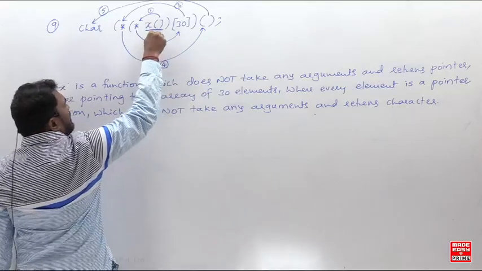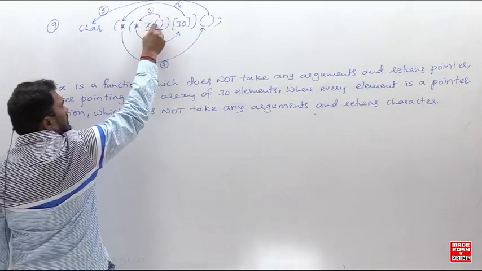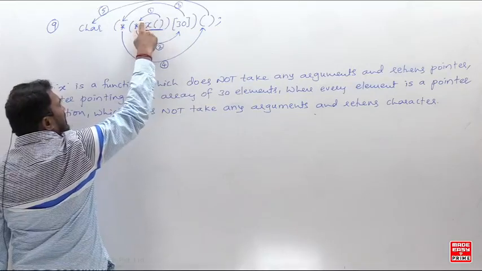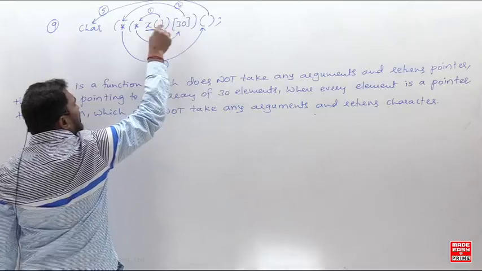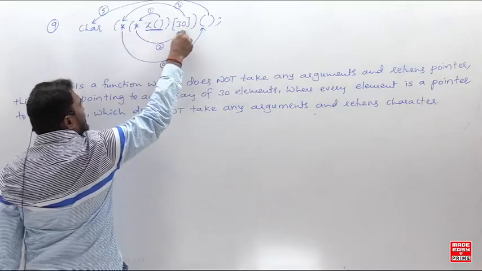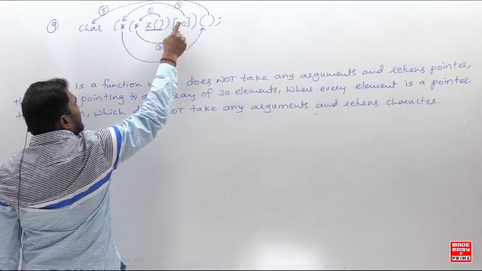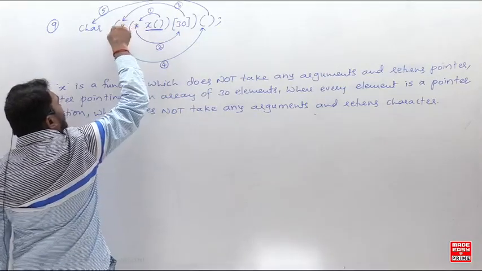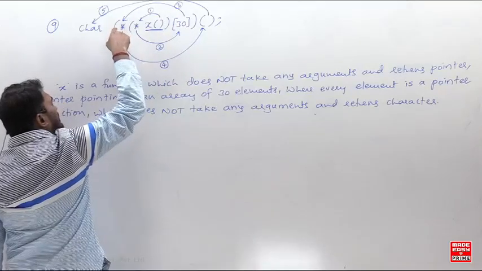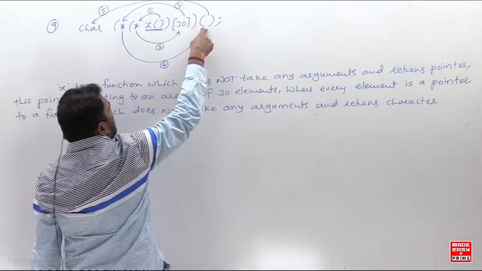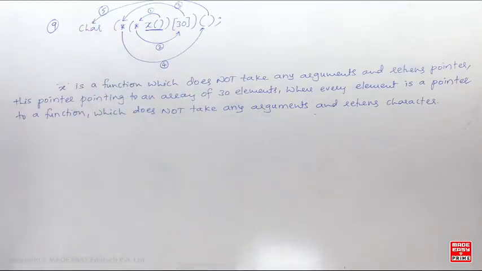Here X is a function which does not take any arguments, returns a pointer, and this pointer is pointing to an array of 30 elements. That 30 elements, every element is again a pointer. What is that pointer pointing to? A function which does not take any arguments and returns a character. So copy this.